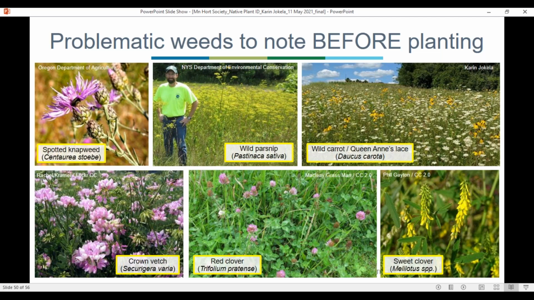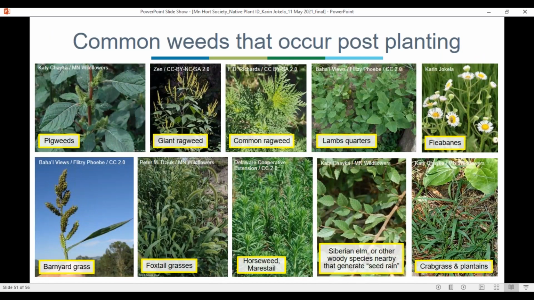So those are a few species to notice and maybe try to control before you plant. And then after you plant, unless you use a heavy mulch or in certain contexts, you really might have good weed control. But in a lot of contexts, you're going to have some weeds that occur in the early stages of your planting. And these are mostly annuals.